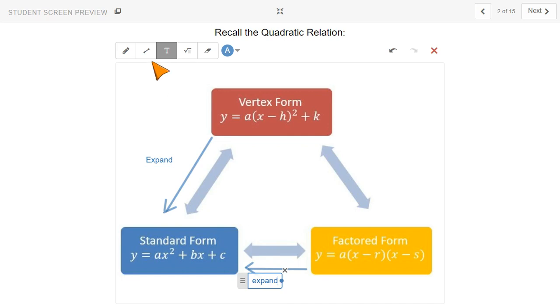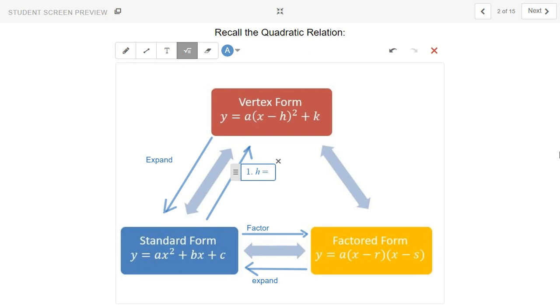When we're going from standard form to factored form, we would have to factor, and going from standard form back to vertex form, we have two methods. The first method we talked about was using the equation h is equal to negative b over 2a. A second method that we can use is called completing the square. And this is what we're talking about today.